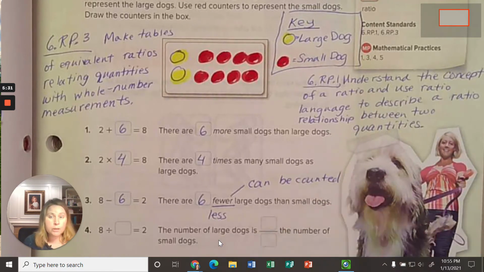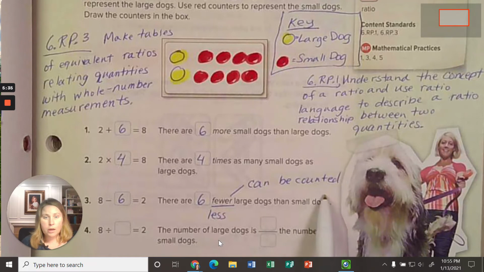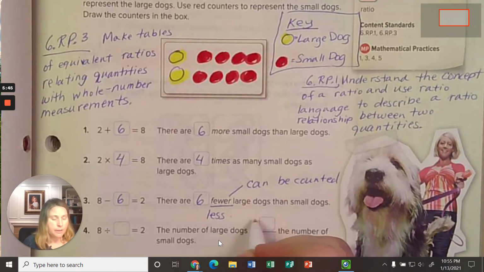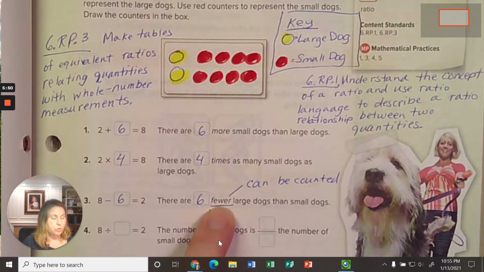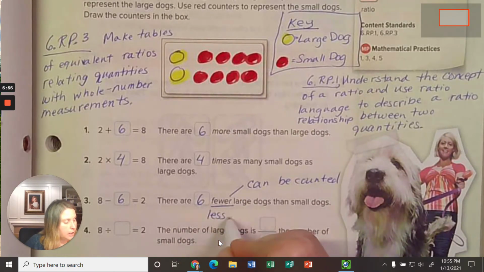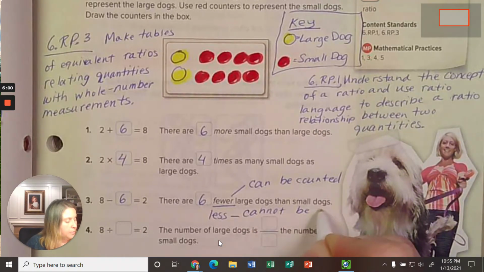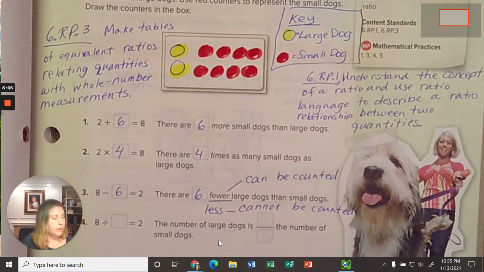Okay, like I worked 7 fewer hours than my husband did. And then less are things that can't be counted. So like you drank less water than I did. I mean, we could quantify it with ounces, but then we would say you drank 3 fewer ounces of water than I did. So less are things that cannot be counted. Okay, so that's just a little grammar and math lesson there.